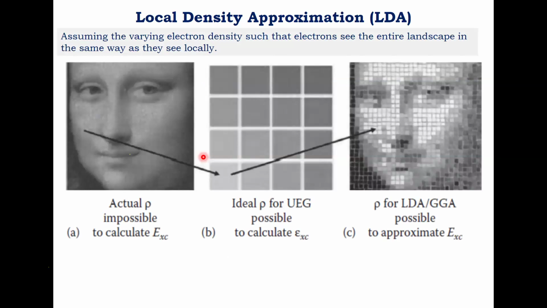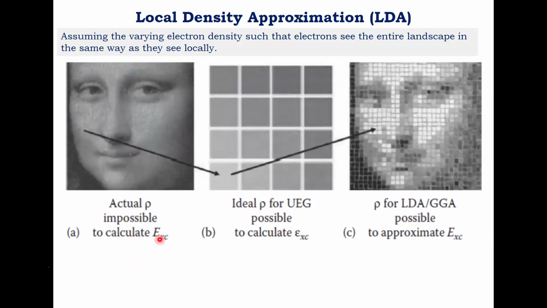If you see what this approximation actually is, it assumes the varying electron density sees the entire landscape in the same way as it sees locally. The actual picture for solving the many-body system is like this. This is the actual density. It is impossible to find out the actual density and to calculate the exchange correlation part.